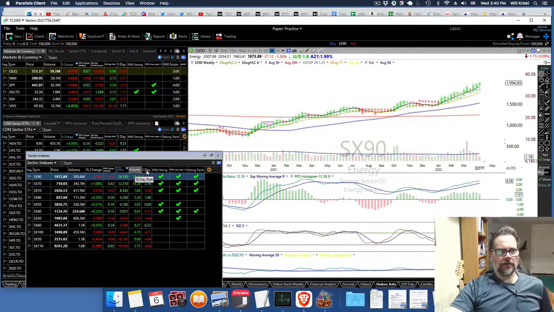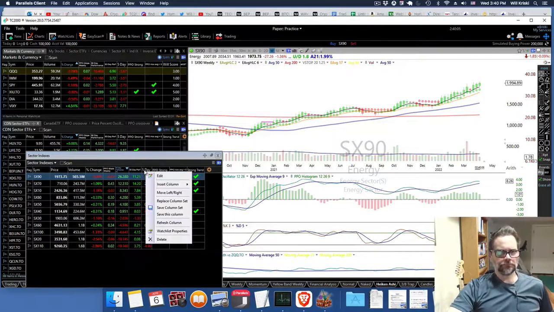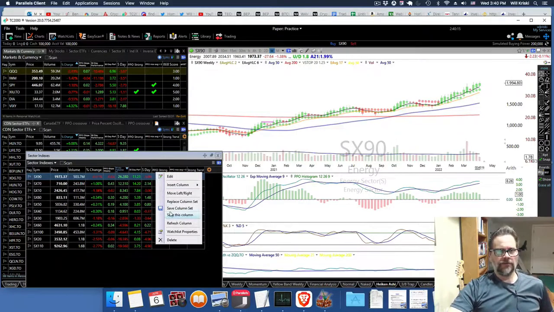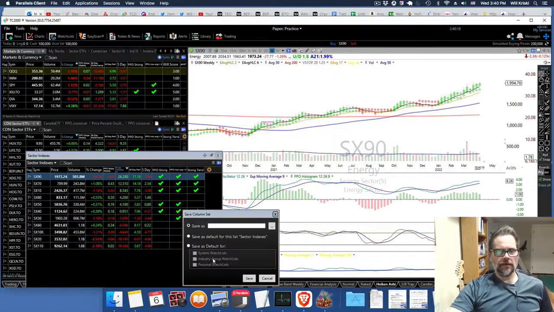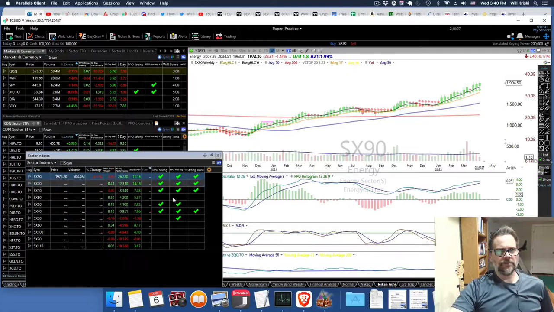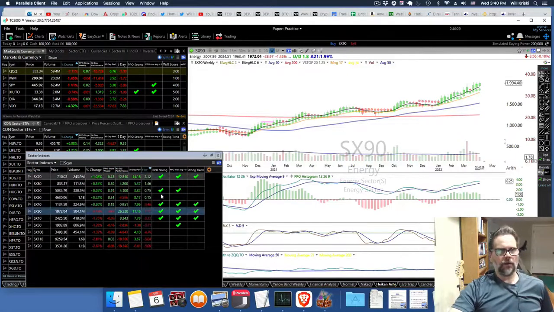And the way I do that is when you right click on this, you can insert columns, or you can replace the whole column. So once you create a bunch of columns that you want, maybe on every chart that you open, you can say save the column set, and then it says here as default. So you save it for default, then every time you open up a new window, it'll give you this set of criteria. So this gives me a way to see like what's the quick 5-day trend, because I don't want to just look at one day.